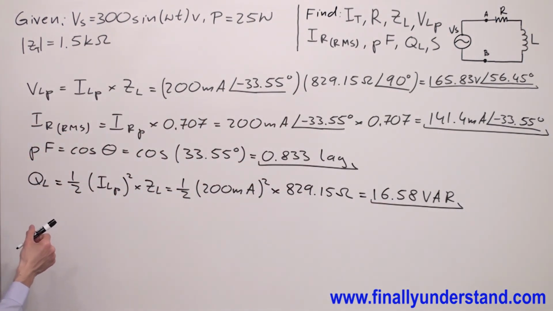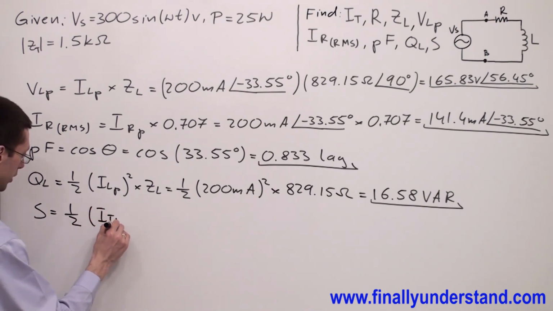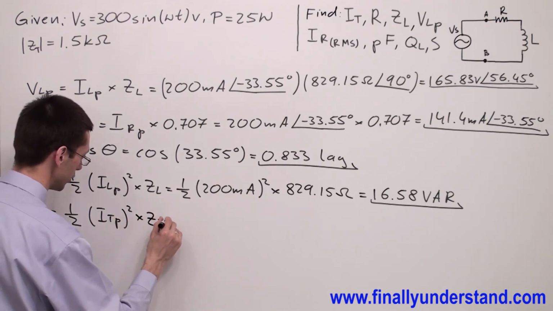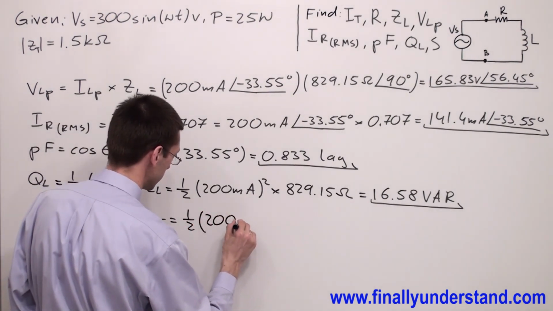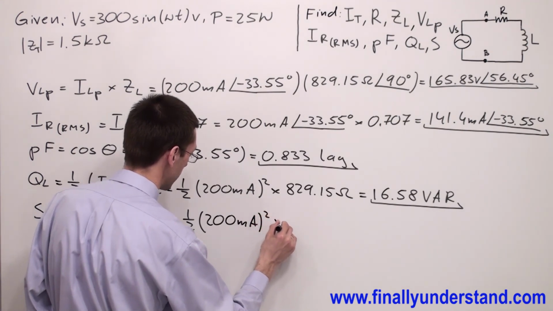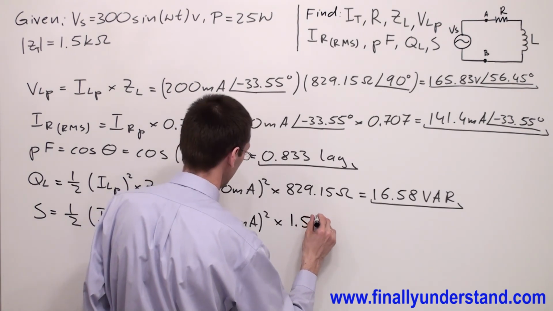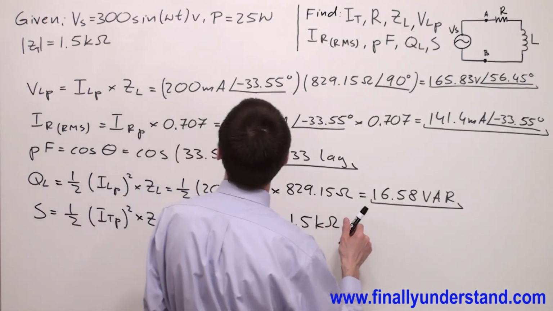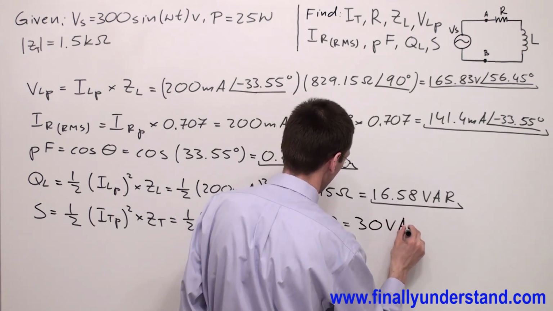Next, I'm supposed to find the apparent power. S is equal 1/2 I total peak to the second power times Z total, which is equal 1/2 200 milliamps raised to the second power times Z total, which is equal 1.5 kilo, which is equal 30 volt ampere.